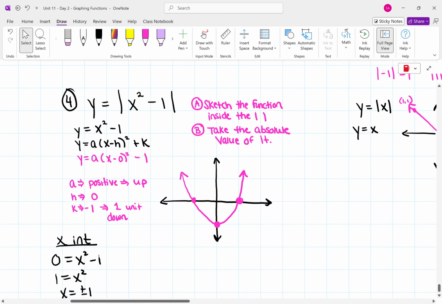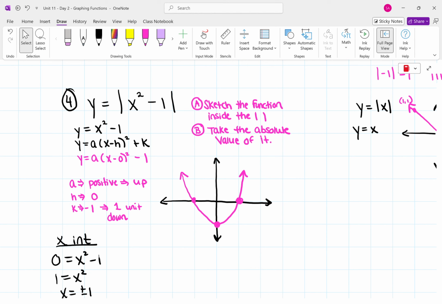Okay, now we did our first part. We sketched the function inside the absolute value lines. Now we want to take the absolute value of it. So again, our equation is saying y equals the absolute value of this function. So x can be negative. It's okay. What's inside the absolute value lines can be negative, but the y has to be positive.